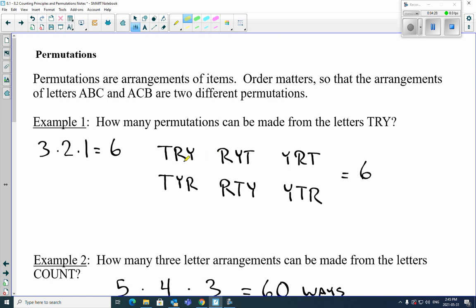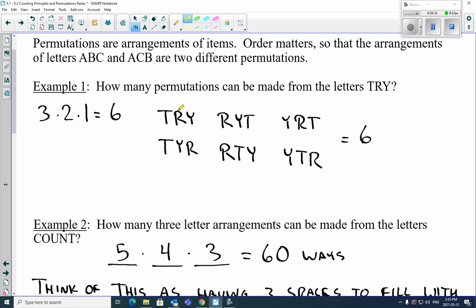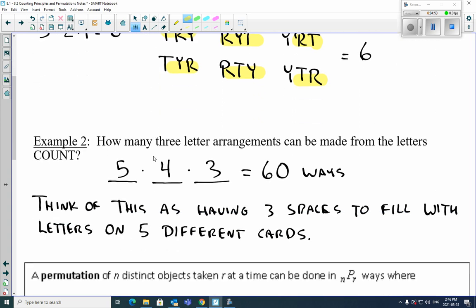So here, how many permutations can be made of the letters TRY? You can see all the permutations here, right? Because order matters. So 3 for the first one, 2 for the second one, 1 for the last one. So 6 ways, right? You could do it by writing them all out. But the problem is when you get a word with 11 letters in it. Do you really want to write out all these different permutations? No. I'll show you the math that goes with it in a sec.